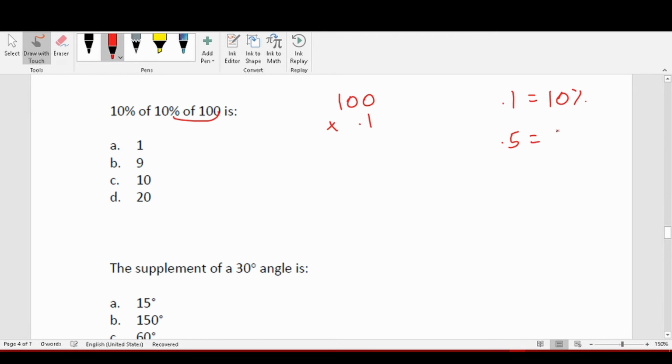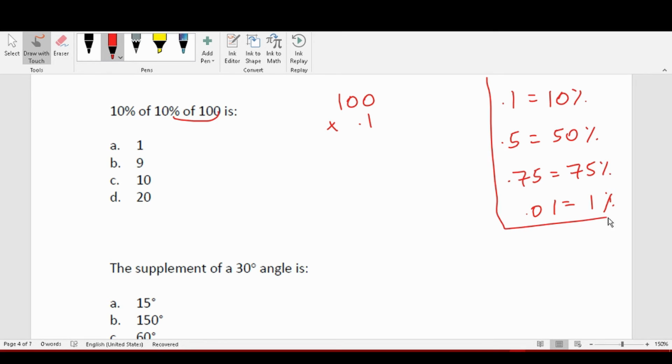0.5 is the same as 50%. 0.75 is the same as 75%. 0.01 would be the same as 1%. Okay, so if you need to look up how to convert percents to decimals and vice versa, go ahead and do so, but in general, that's how it's done.